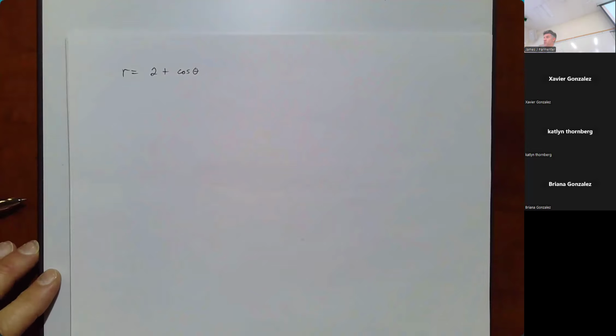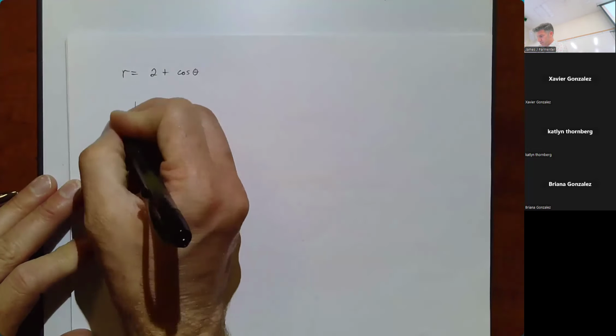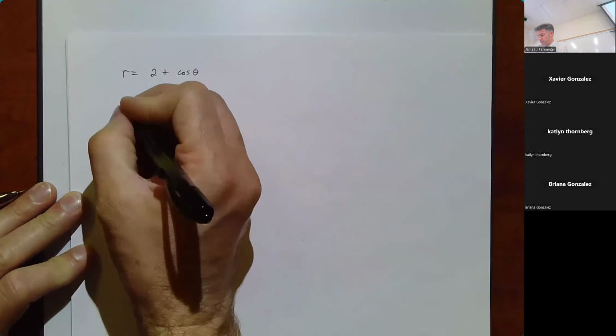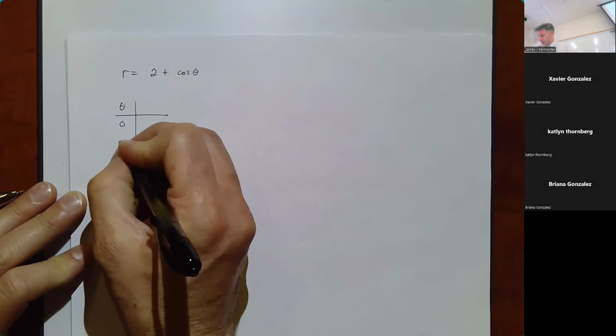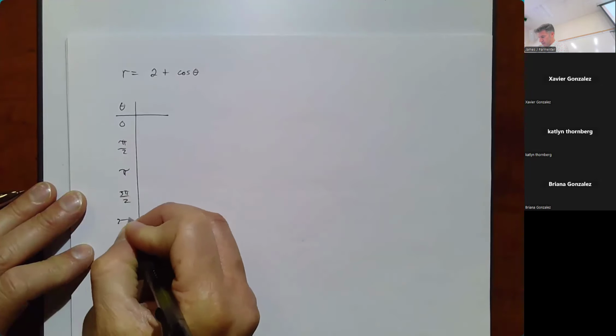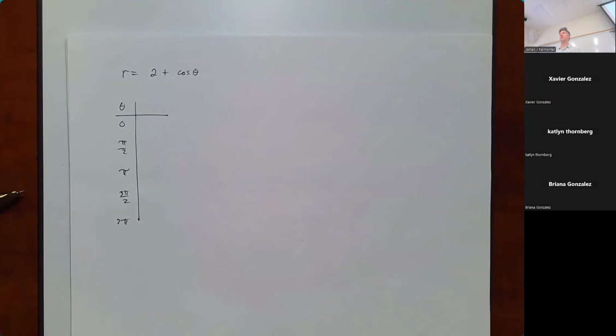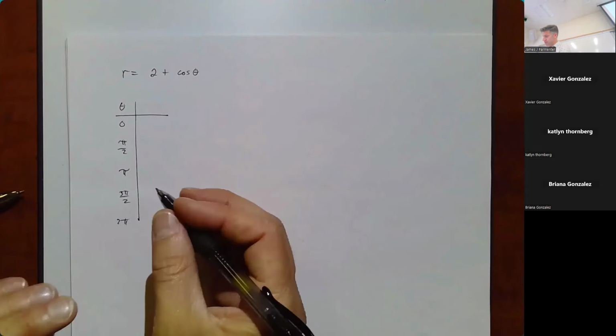So here's what I'm going to do. This is the short and sweet version. Here are the angles I really want to look at: 0, pi over 2, pi, 3 pi over 2, and 2 pi once again. And we'll learn to know that you have a cardioid when you essentially have a constant plus or minus some multiple of sine or cosine. So this could be like 2 plus 1/2 cosine, or 2 minus 3 cosine, something like that.